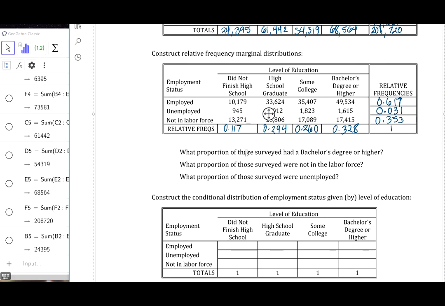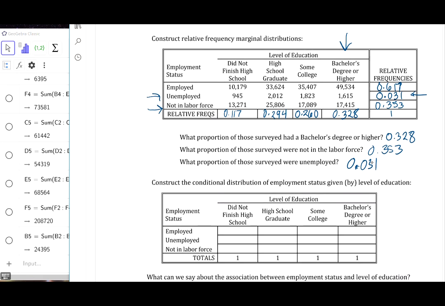A couple follow-up questions for this one. It says, what proportion of those surveyed had a bachelor's degree or higher? So that's these ones, everybody in that column. So that's the 0.328. What proportion of those surveyed were not in the labor force? So that's the ones in this row. So 0.353. And then what proportion of those surveyed were unemployed? So that's our middle row right here. About 3%.